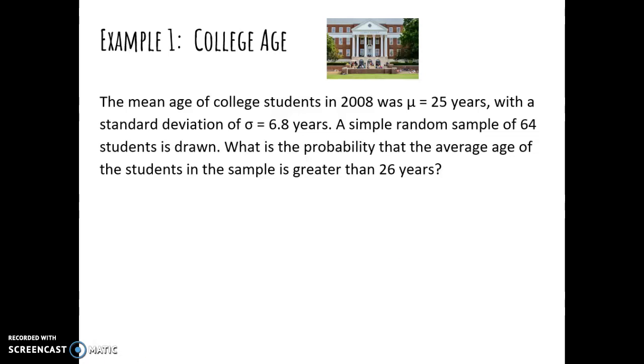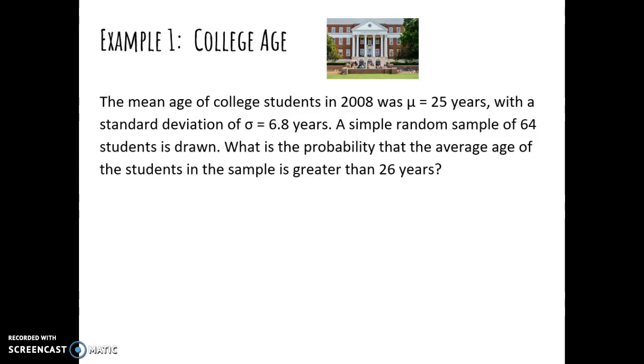Okay, so let's look at this problem here. The mean age of college students in 2008 was mu equals 25 years with a standard deviation of 6.8. A simple random sample of 64 students is drawn. What is the probability that the average age of students in the sample is greater than 26?